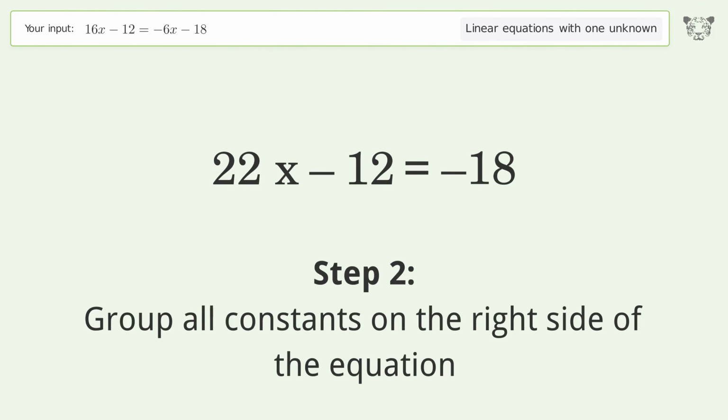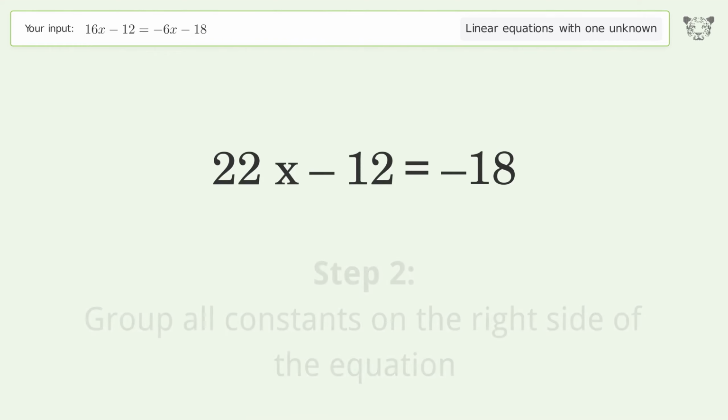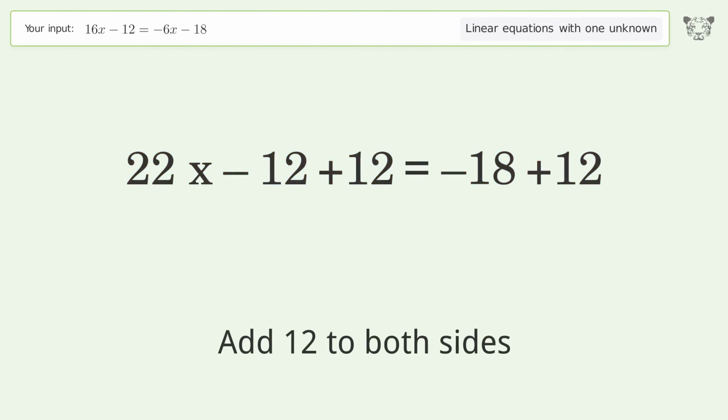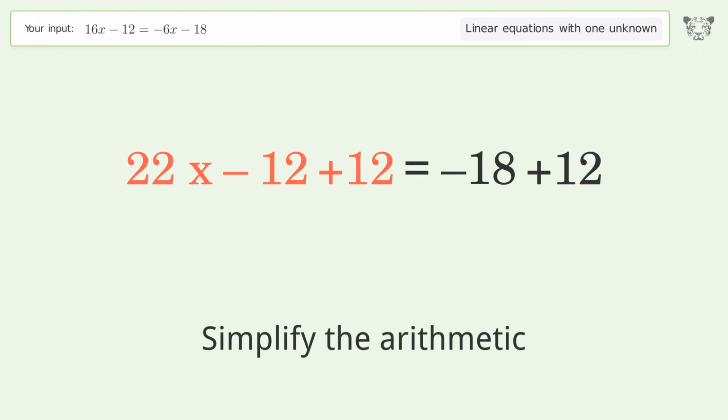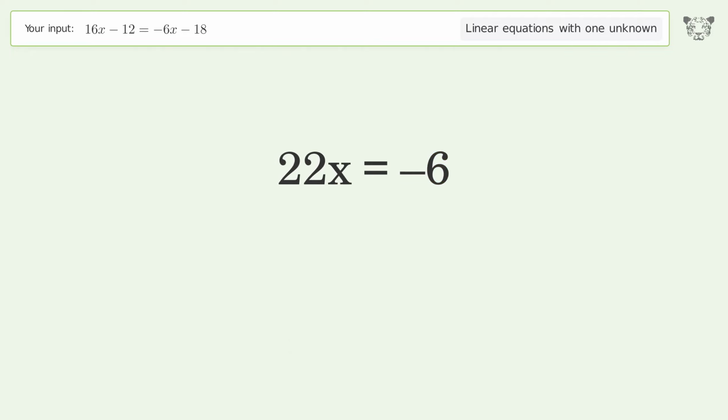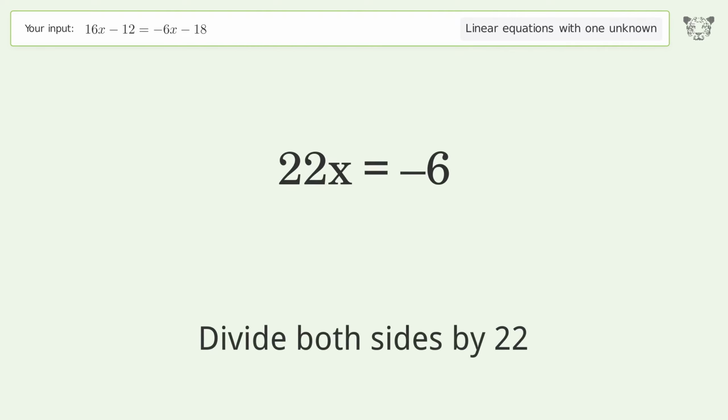Group all constants on the right side of the equation. Add 12 to both sides. Simplify the arithmetic. Isolate the x. Divide both sides by 22.